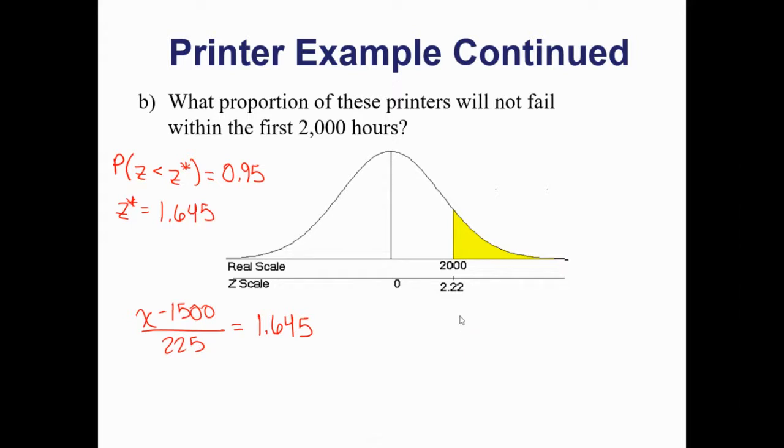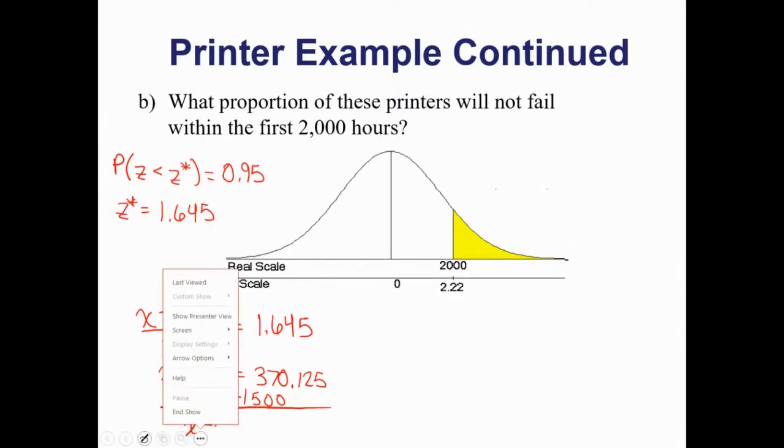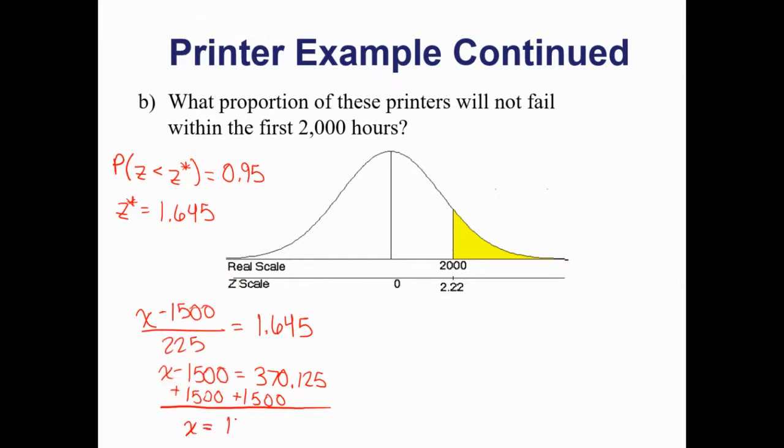Now, how do I get rid of that 225 on the bottom? Multiply. I'm going to get x minus 1500 equals what? 370.125. Good. So add 1500 to both sides. X equals 1870.125. And this is going to be hours. Done.